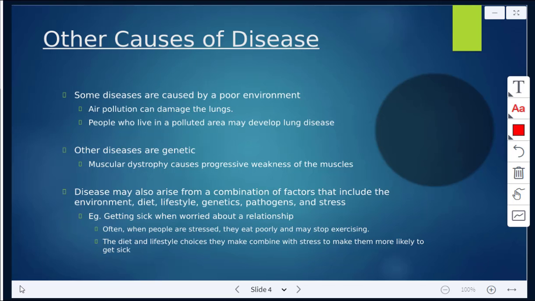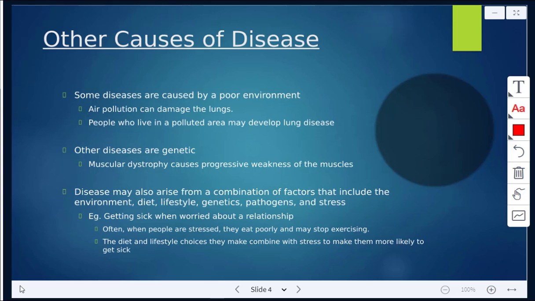There are other causes of disease as well. So some diseases are caused by a poor environment, like air pollution and water pollution. Specifically, air pollution can cause damage to the lungs because you're breathing in that poor air quality. So people who live in a polluted area may develop lung disease. Other diseases are genetic. For example, muscular dystrophy, which causes progressive weakness of the muscles, is a genetic disease.